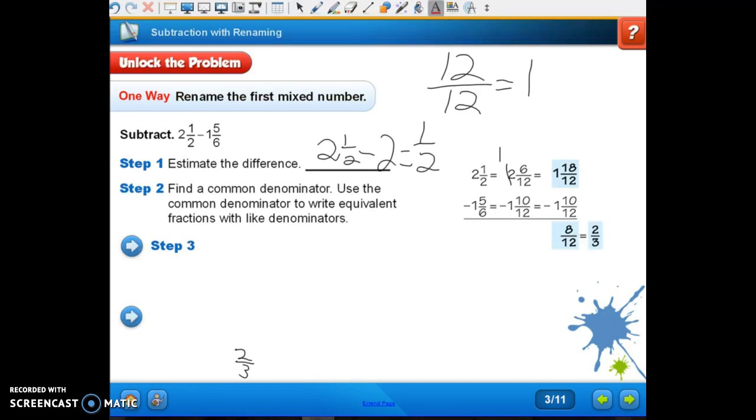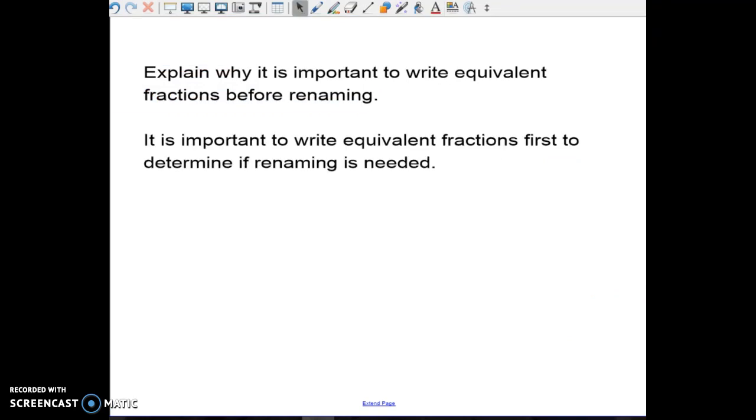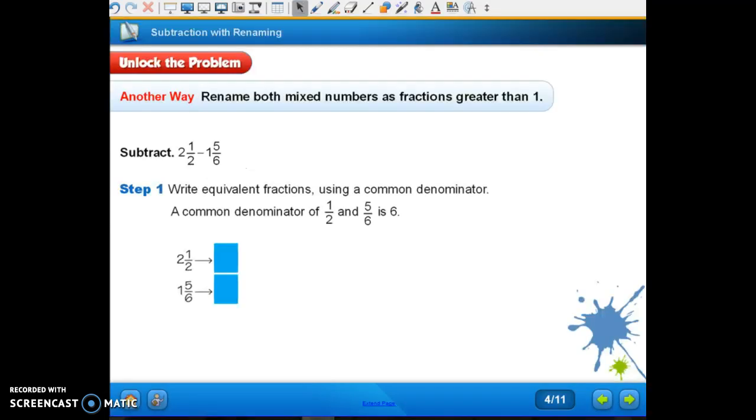Okay, if you're listening to this recording, we're going back to page 269 at the bottom where it says explain. The question there is, explain why it is important to write equivalent fractions before renaming. We wouldn't want to rename first because we might not need to by the time we make our fraction equivalent. So before you go to all that work of renaming the fraction, you need to get them equivalent to make sure that that renaming is necessary.